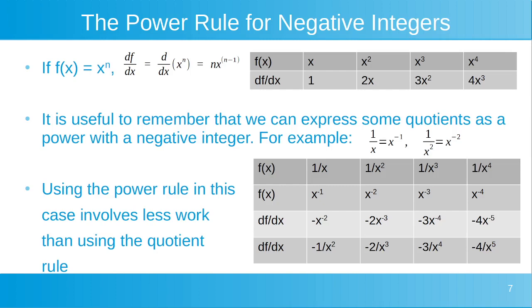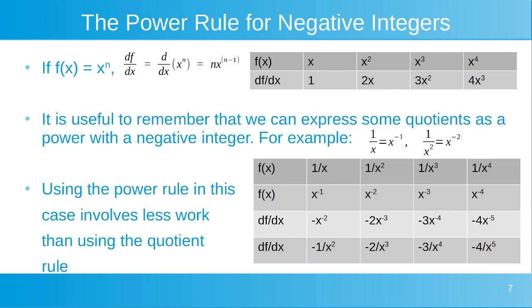And so on. What we can also do with the power rule is use it for negative integers. It's useful to remember that we can express some quotients as a power with a negative integer. For example, the quotient 1 divided by x can also be written as x to the power of minus 1. And the quotient 1 over x squared, we can write that as x to the power of minus 2 also.